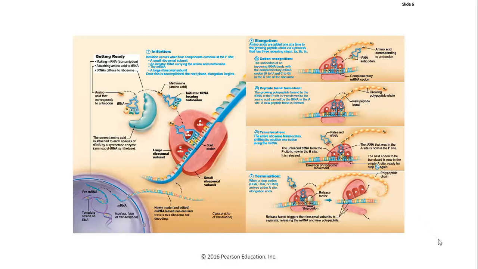And you keep going through this process, 2A, 2B, 2C, keeps going through these three steps until you reach a termination codon. The termination codon doesn't actually code for an amino acid. So since it doesn't code for an amino acid, you have release factors that cause the ribosome to separate, and then the polypeptide chain becomes free, and you have your new polypeptide chain.